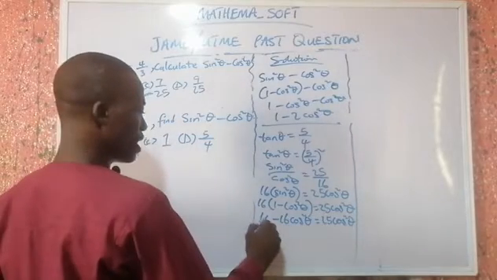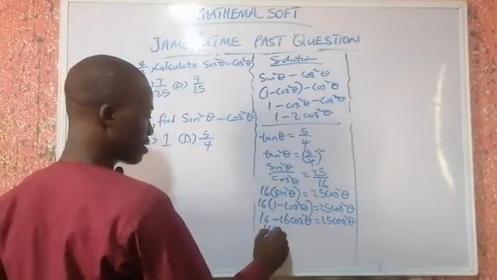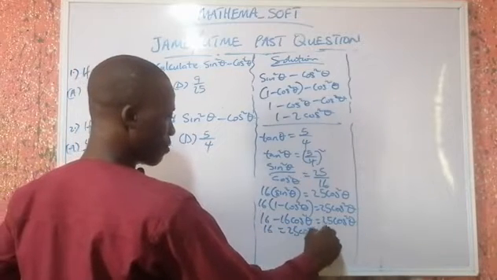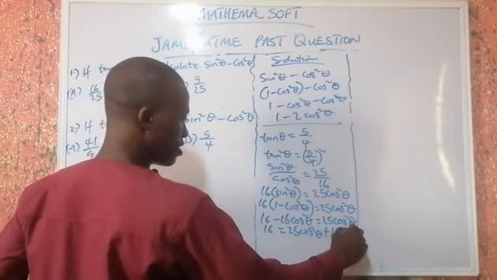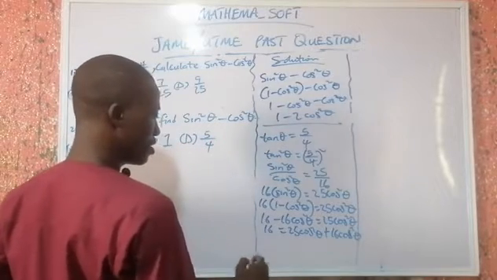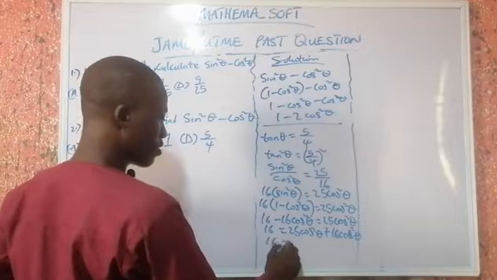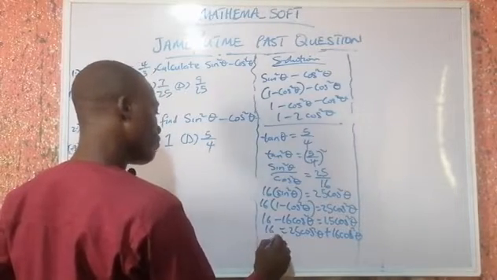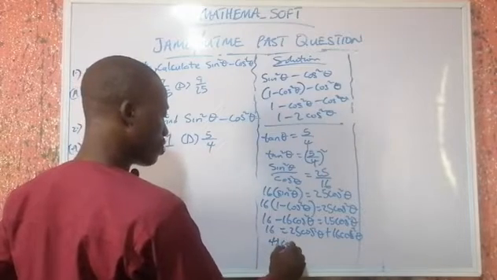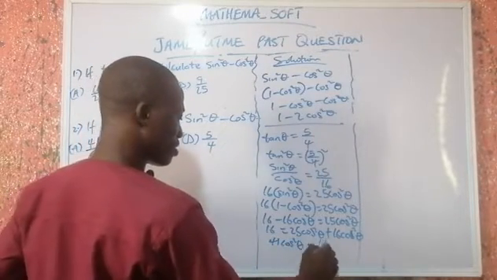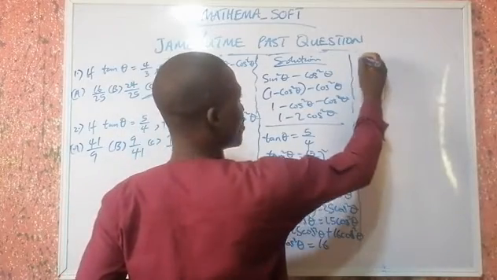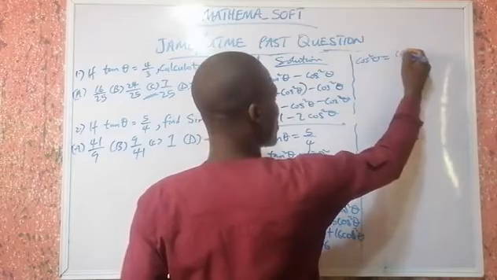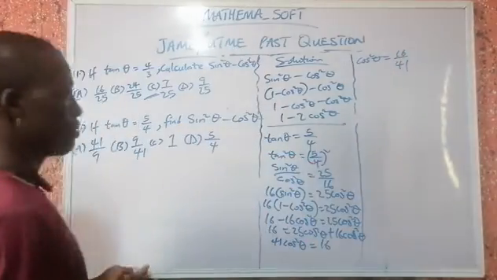Let's take this one to that side. That will be 16 equals 25 cos squared theta plus 16 cos squared theta. And that will give me 41 cos squared theta equals 16. And then we can say that cos squared theta now equals 16 over 41. So that's my cos squared theta.